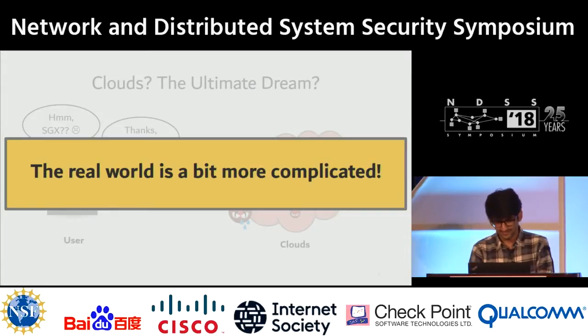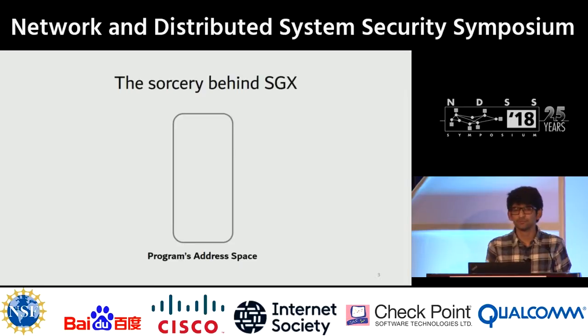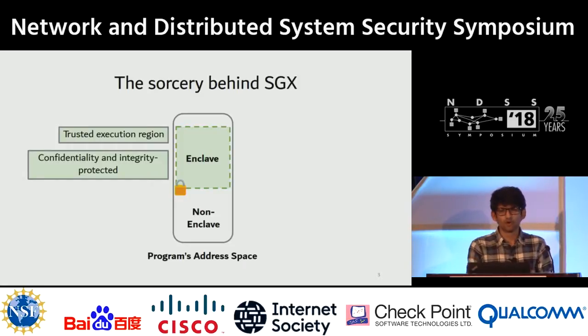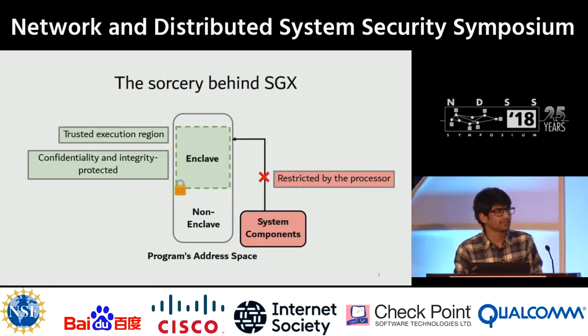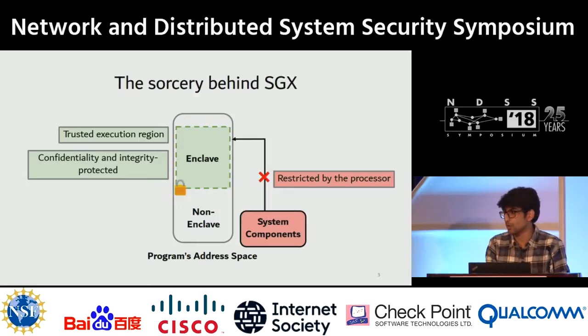To understand why, let me provide a brief background on what Intel SGX actually does. SGX simply creates a small trusted region within a regular program's address space, which is called the enclave. The enclave is a space where you can execute your code and store your data in a trusted manner. What do we mean by a trusted manner? The SGX processor restricts access to this memory region from any other system component, the OS, the VMM, BIOS, et cetera. As far as the program is concerned, only the processor can access this region, and no other system component can.